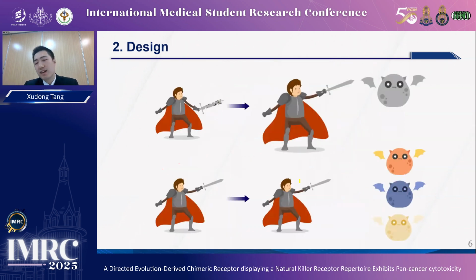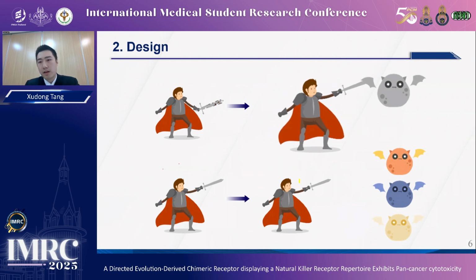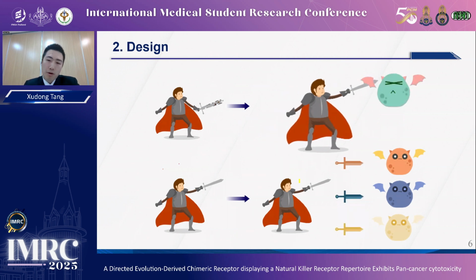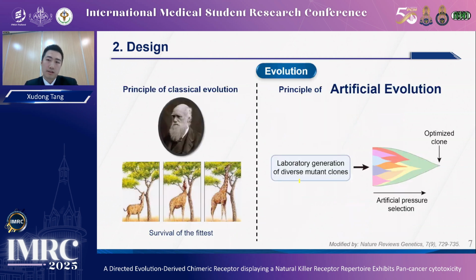To illustrate our design, consider this metaphor. If our NK cell is like a swordsman, we need to not only make him stronger, but also give him multiple weapons to combat different enemies. Such a process in our experiment means the evolution of CAR-NK cells. Evolution is a long-term process where advantageous genes are preserved over generations, so nature can select the survival of the fittest. In our experiment, diverse mutant clones are generated in the laboratory and subjected to artificial selection pressure, analogous to the environmental selection pressure in natural evolution.